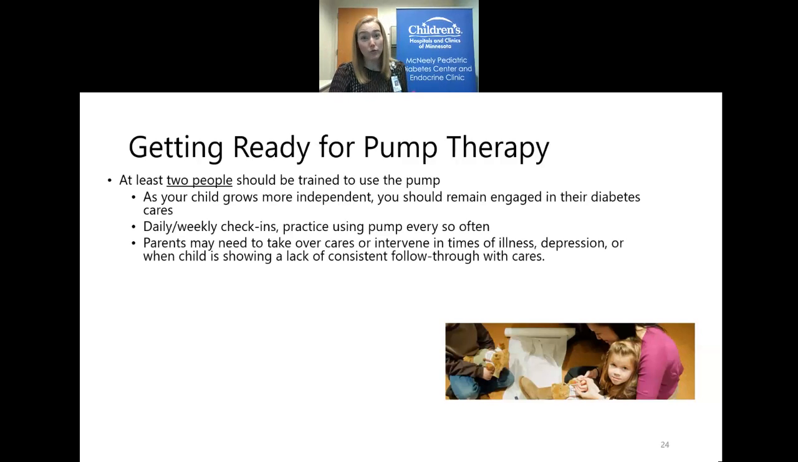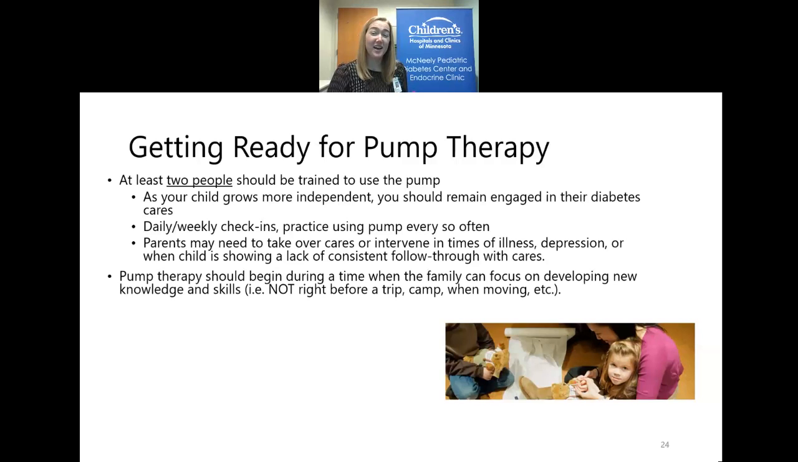Parents may need to take over cares throughout the life of your child, really, in times of illness, in times of depression, or if your child is showing non-consistency. I don't know if that's a word, but if they're not being consistent in their diabetes cares, you might have to step in and help them out. So stay up to date on how to use that pump.